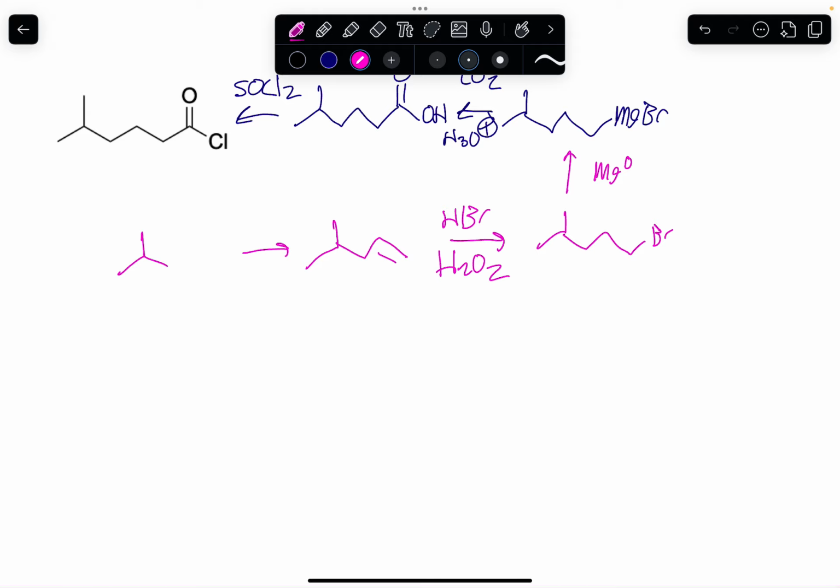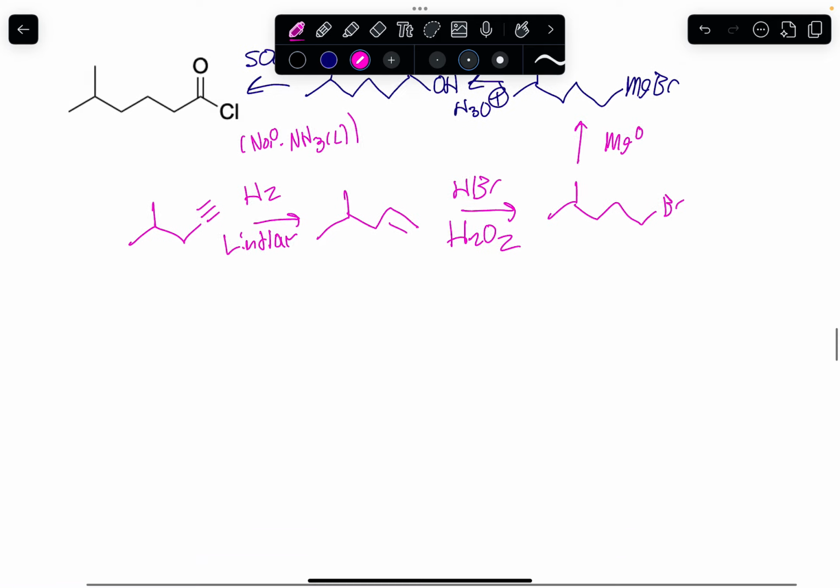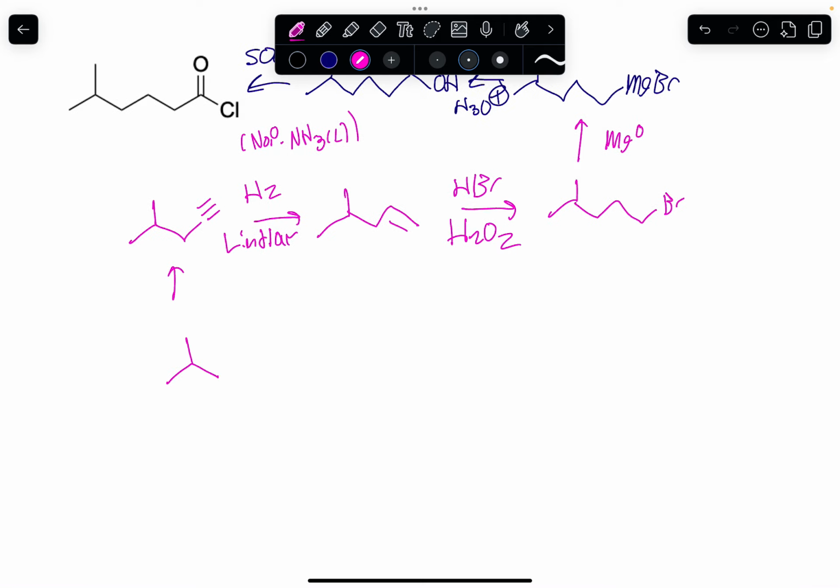How do we make an alkene? We do an alkyne and then Lindlar. Or you can also use sodium metal and liquid NH3. You could also do that. At this point, it's just synthetic reactions we actually learned last semester.